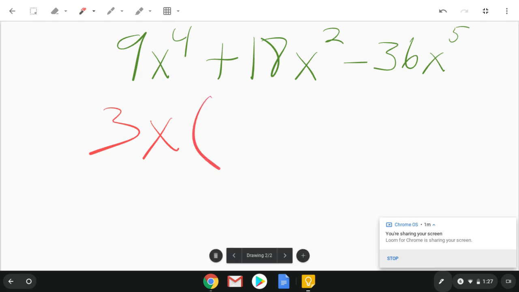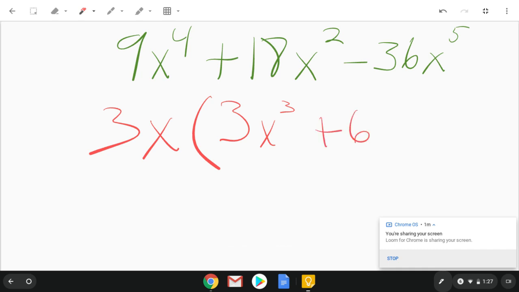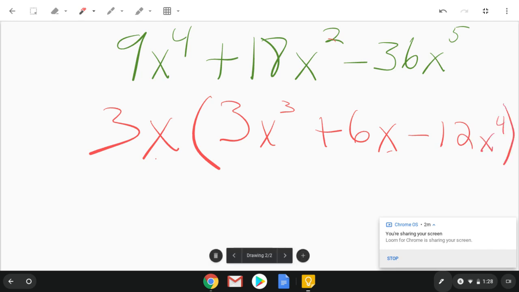Well, if you did that, 3x times 3x to the third would give you the first term. The next one would be a 6x, because x times x gives you x squared. And then 3x times 12x to the fourth. And you're thinking, I am done. That was the easiest problem that I've done all day.